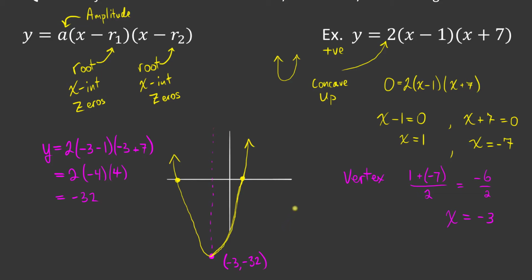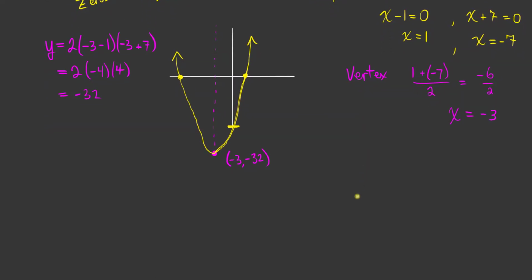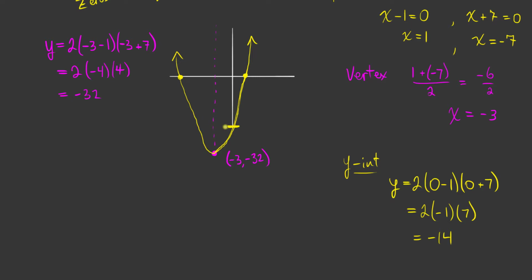There's more information here that I can get from my equation, and that's the y-intercept right here. So where does the y-intercept occur? It occurs when x is 0. So if we were just to scroll this up a little bit more, give myself some more room here. If I'm looking for my y-intercept, I'll set x to 0, and so that's 0 minus 1 and 0 plus 7. That gives me 2 times negative 1 times 7, and so that's negative 14, and so my y-intercept down here is at negative 14.